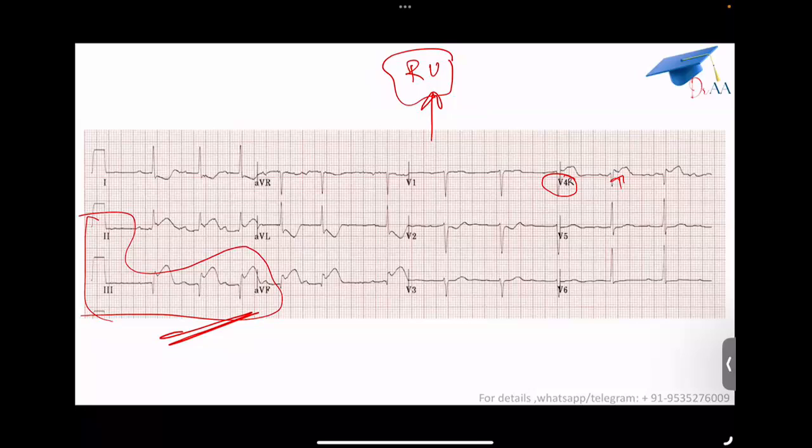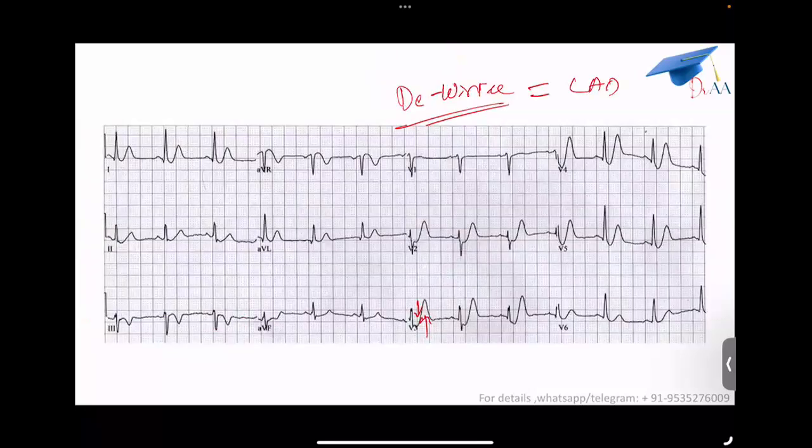Okay, sir. Sir, V3 and V4 represent the septum. One at a time, please. I wanted to ask, in the situation where you have elevation in 2, 3, and aVF, but 3 is greater than 2, do we call that right coronary artery involvement?